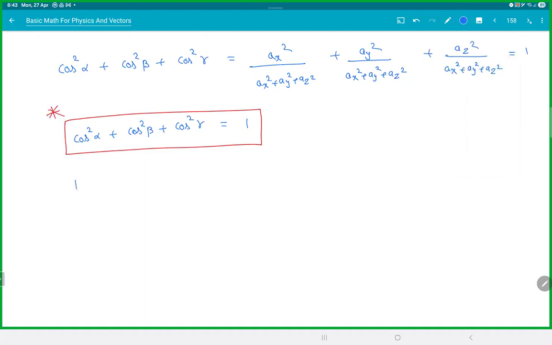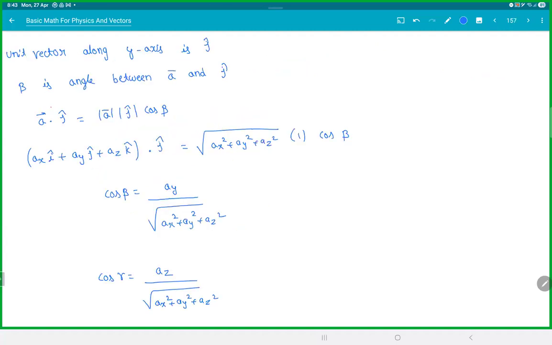Now you can simplify this. You can write cos square alpha is 1 minus sine square alpha, cos square beta is 1 minus sine square beta, cos square gamma is 1 minus sine square gamma. This is the thing which was being asked: sine square alpha plus sine square beta plus sine square gamma is equal to 2. That's your answer. All clear with this? So the main thing is to realize that when you said find the angle with the x-axis, it is as good as finding an angle with i cap. All clear with this?